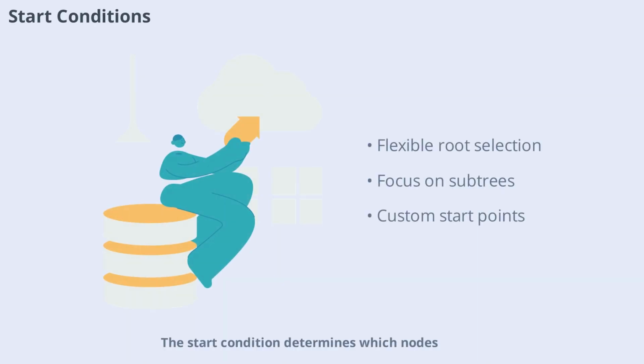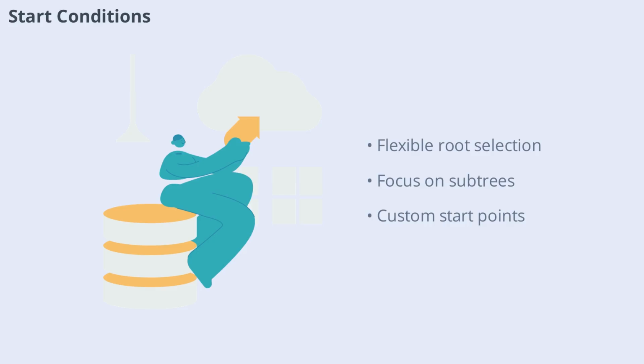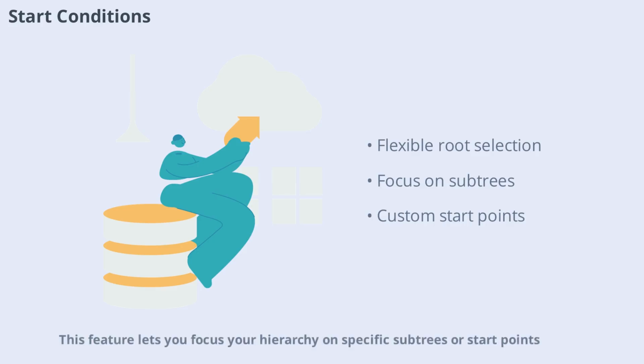Start condition determines which nodes are considered roots in your hierarchy. You can specify this using the start where clause, filtering the source data to identify root nodes. If no start condition is given, nodes with a null parent are treated as roots. This feature lets you focus your hierarchy on specific subtrees or start points, making it easier to analyze particular segments of your data.